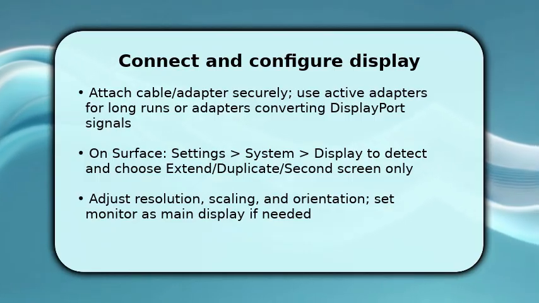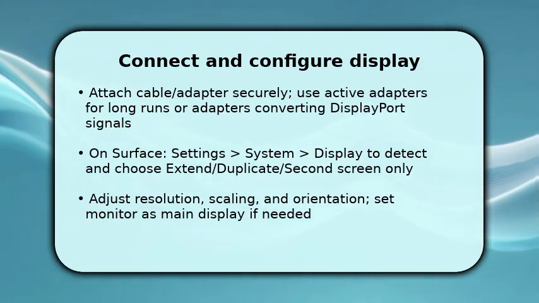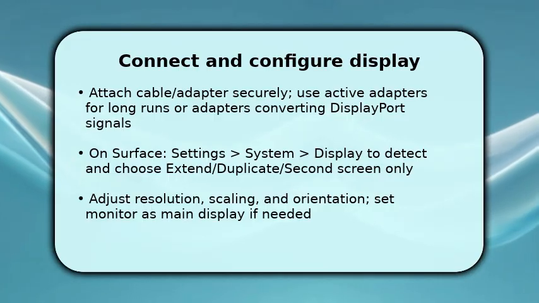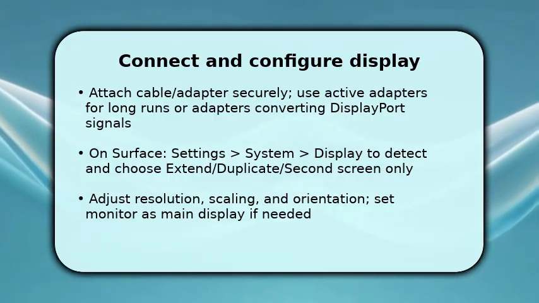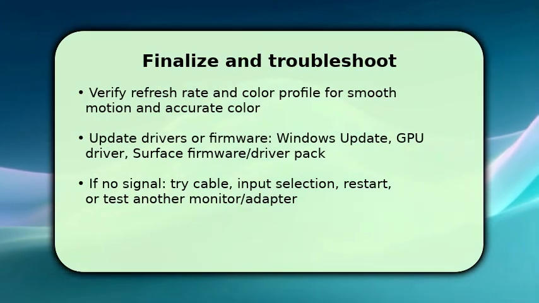Choose Extend, Duplicate, or Second Screen only depending on workflow, and then adjust resolution and scaling so text and windows look sharp. If the external screen should be primary, set it as main. To finish, fine-tune refresh rate and color settings for smooth motion and correct colors. Mismatched rates can cause flicker or judder.